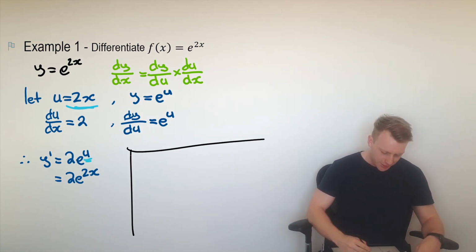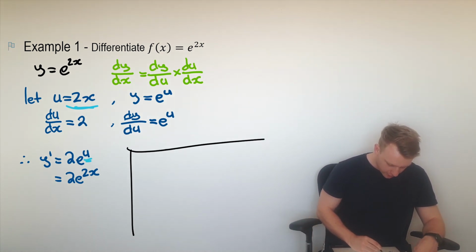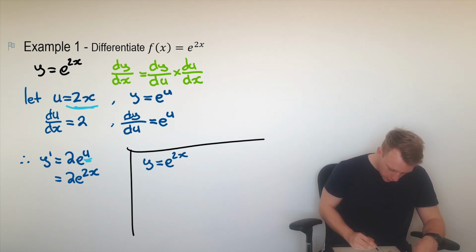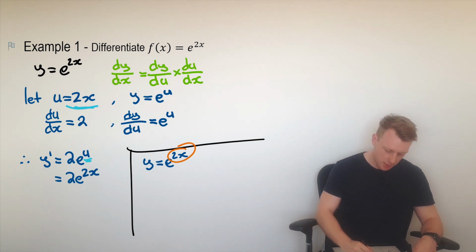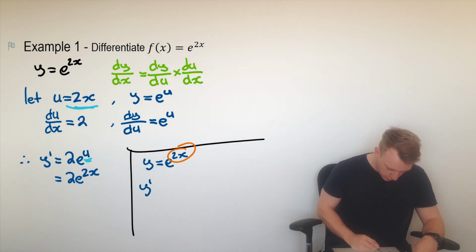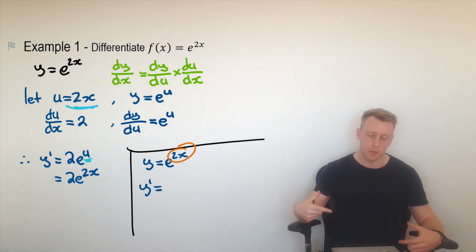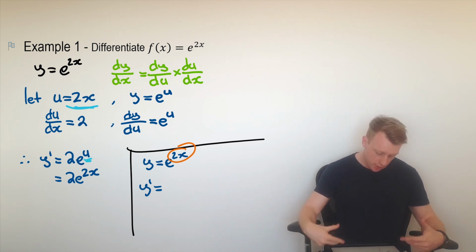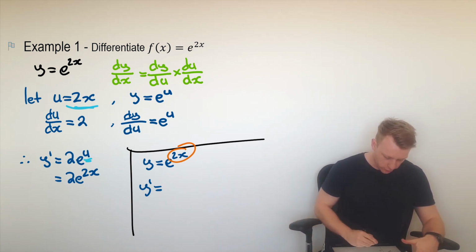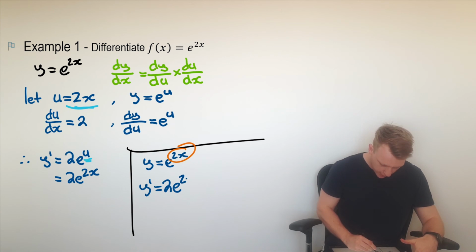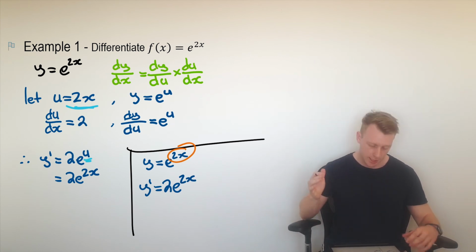What you can do here, when you're doing these in fast motion, if you've got e to the power of 2x, what you notice is you've got that 2x in the power. So if you want to take the derivative here, you look at what's in the power. I'm going to differentiate what's in the power, which would be the derivative of 2x is 2, so that comes down, and everything else stays the same.